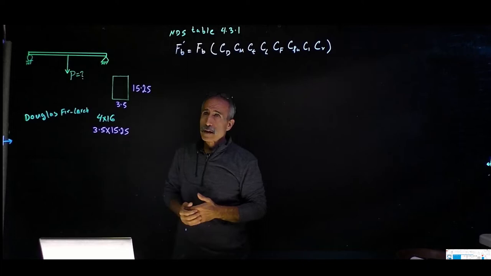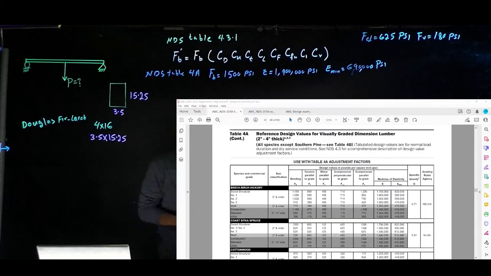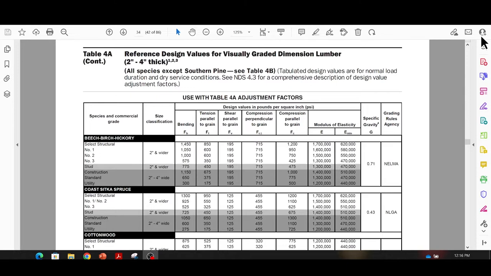All right, now we're going to go to table 4A. Let me bring that table up so you can see it. Table 4A is for dimensional lumber. Our beam is a 4 by 16. It's not a timber. To become a timber, it has to be 5 inches or bigger, like 5 by 5, 6 by 6, or 6 by 8. Because this is under 5 inches, like 4 by 16, it classifies as dimensional lumber.